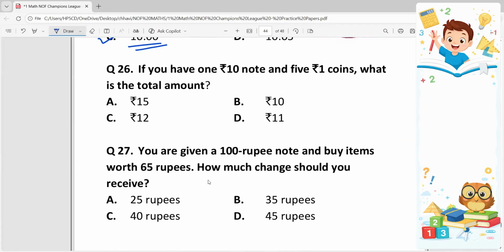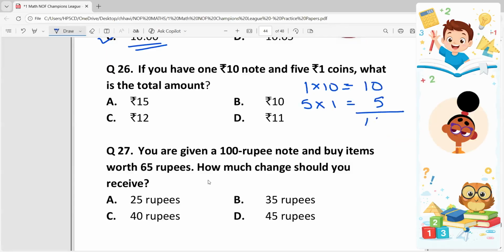Next, if you have one 10 rupee note and five 1 rupee coins, what is the total amount? Now, one 10 rupee note and five 1 rupee coins. So this is 10 and this is 5. Now let's add it. It's 15. So we have 15 rupees, that is option A.